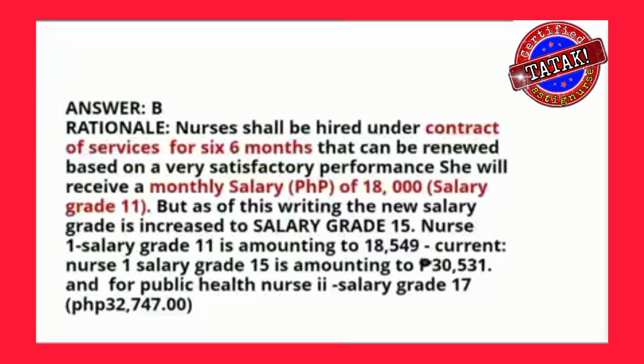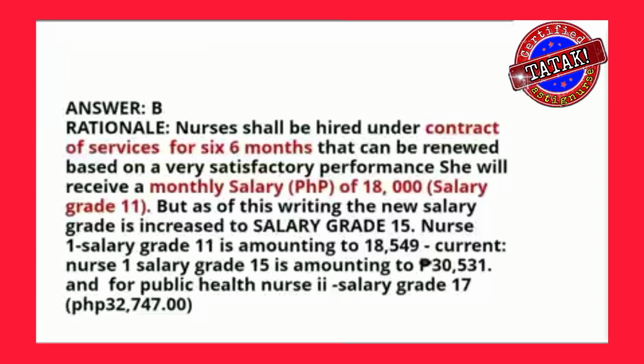Okay? Nurse 1, salary grade 11 is amounting to 18,549. And for the current salary grade, which is salary grade 15, it will be amounting now to 30,531 pesos. And for Public Health Nurse 2, salary grade 17 naman po sa kanila, which is amounting to 32,747 pesos. Okay? So that is your letter B.